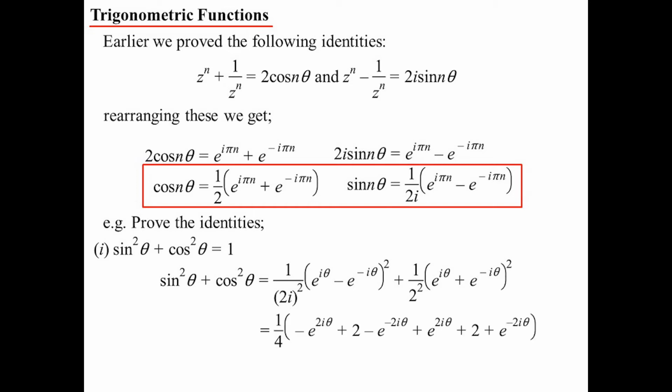Okay, common factor there of a quarter, and of course i squared on the bottom is minus 1. So when I expand out this first one, I'm going to get minus e to the 2iθ plus 2 minus e to the minus 2iθ. Expand the second one out, and we'll see, hang on, we've got some cancelling that happens here. I've got a minus e to the 2iθ and a plus e to the 2iθ. In fact, it's just a quarter of 4, which is 1. So we've proved sin squared plus cos squared is indeed 1.